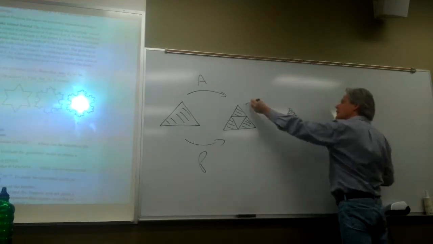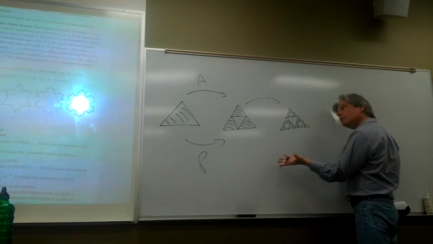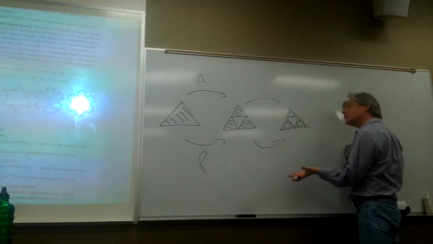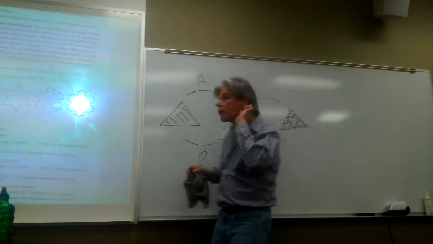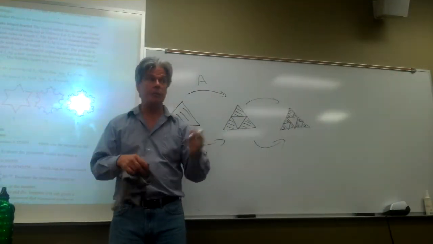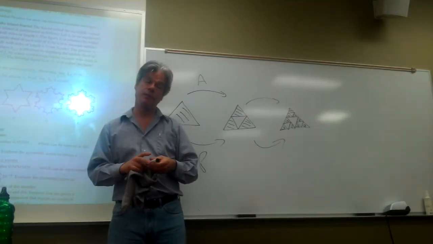Area has decreased, but perimeter has increased. And if I repeat the process over and over again, the area is going to go to what? 0, but the perimeter is going to go to infinity.